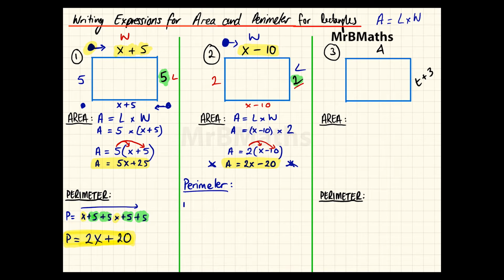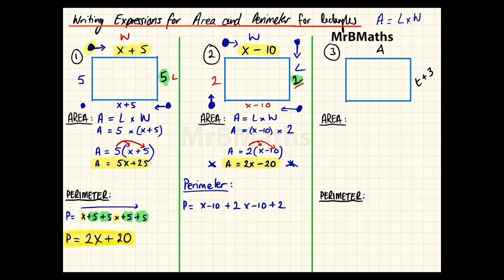So I'm going to write P for perimeter, and I'm going to write x minus 10, and that's my first length. And then at this point here, I'm going to walk down, which is then plus 2. I'm now at this point here. I'm going to carry on walking. X minus 10. I'm now at this point here on my final stretch. So my last term to add is the plus 2.